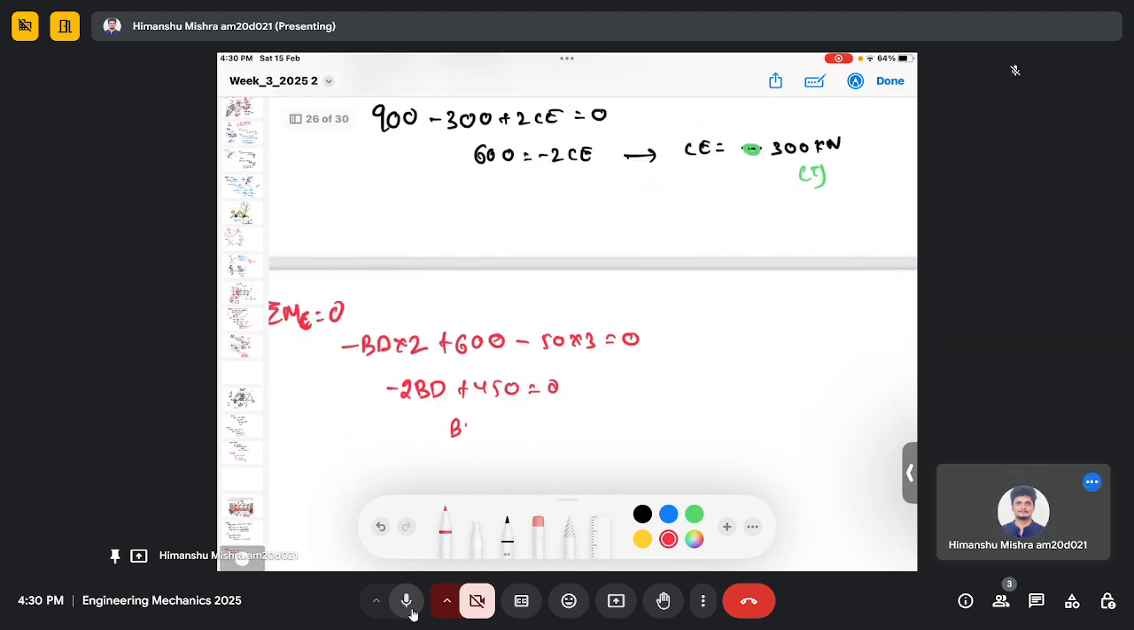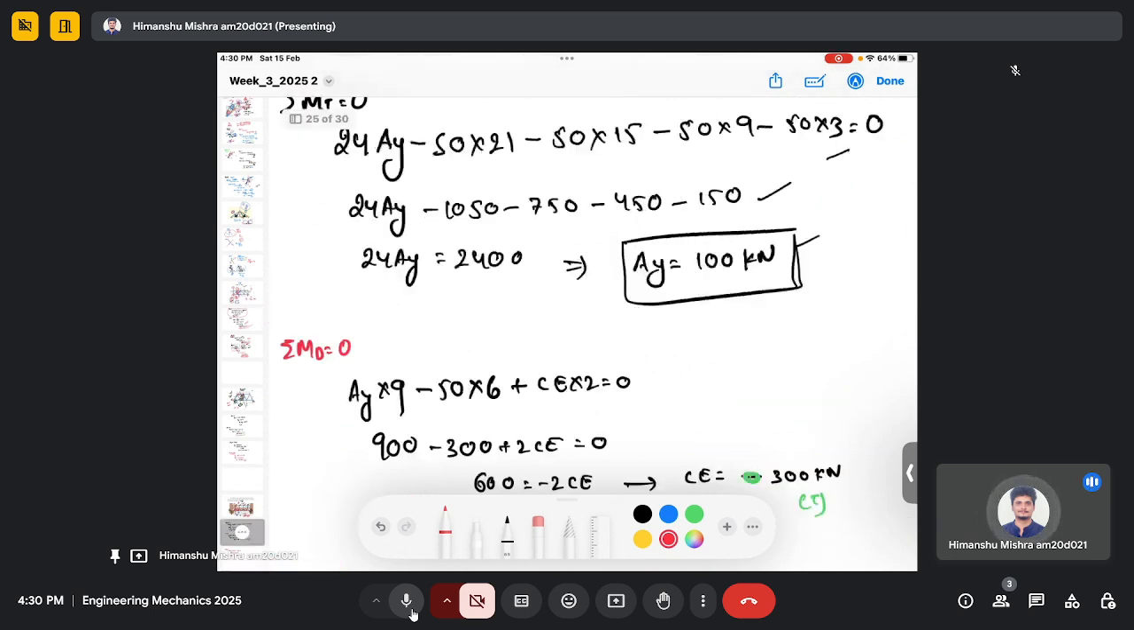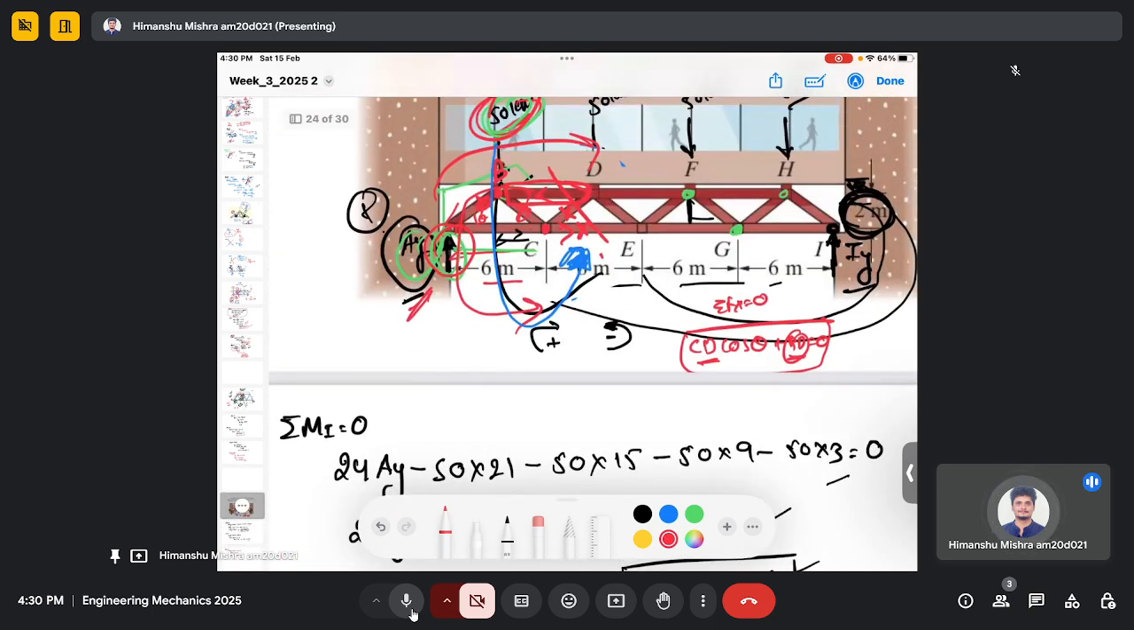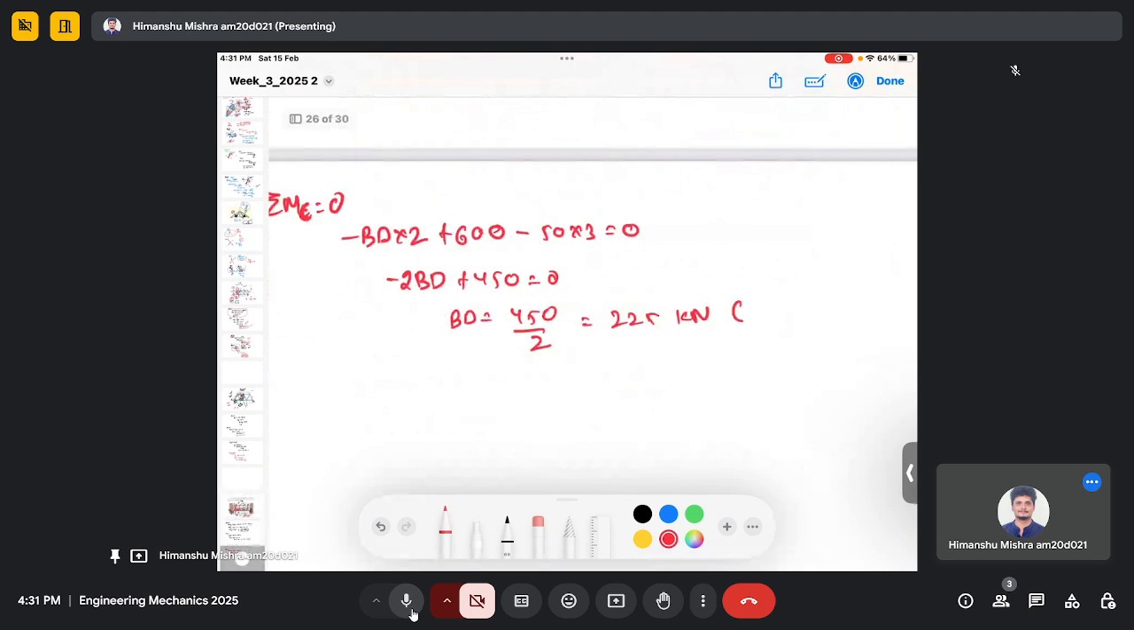So BD will be 450 by 2. It's 225 kilonewton, and we don't need to change the direction, so our assumed direction is correct. Our assumed direction is towards point B, which is compression.